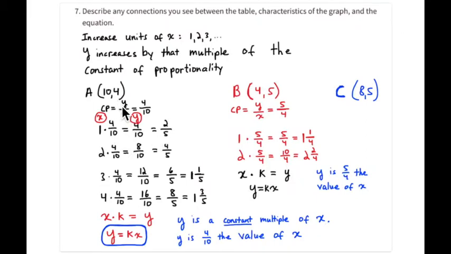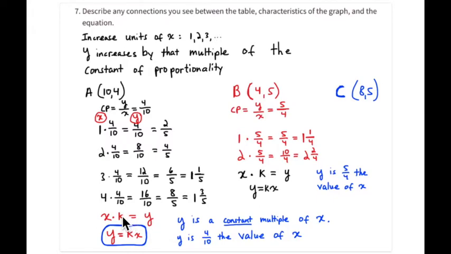So if you go through, y increases by that multiple. So you increase the units of x. So x is 1, 2, 3, 4. Y increases by that multiple of the constant of proportionality. So you're multiplying by 4/10, 4/10, 4/10, 4/10. So you get down to here, it's x times this constant of proportionality is equal to y.